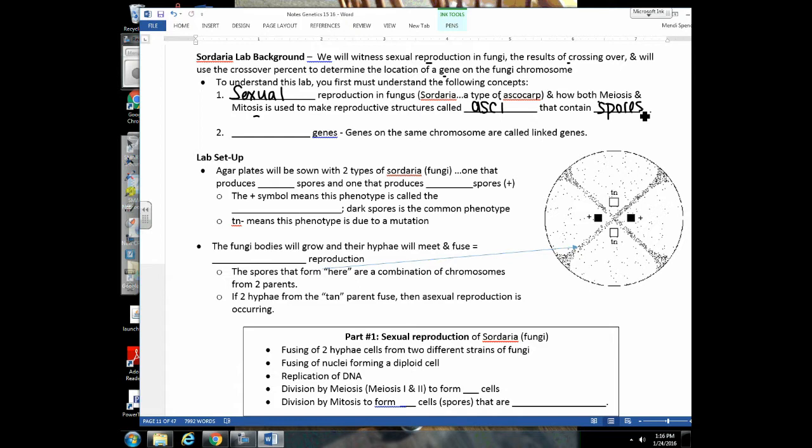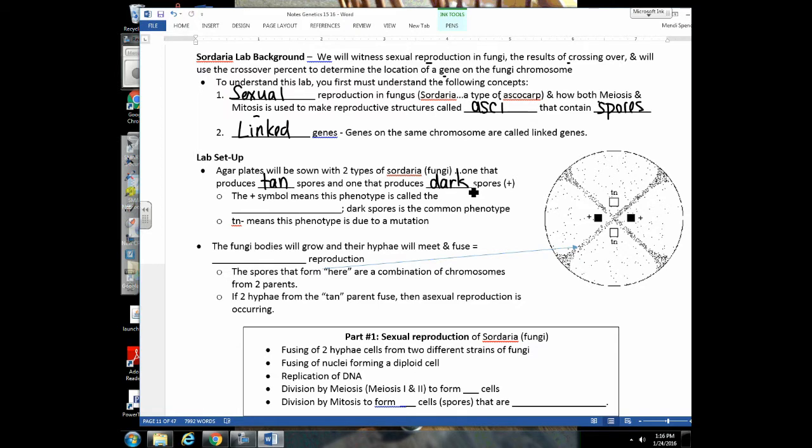So we're going to talk about sexual reproduction first, and then after we get through the specifics of that, then we're going to talk about linked genes. And again, you have to understand sexual reproduction and linked genes to understand these ideas that we're trying to teach you in this lab. So here's the setup of the lab. We're going to take an agar plate, and we're going to put two different types of Sordaria fungus on them. One type has the ability to produce tan spores, and the other type has the ability to produce dark spores.